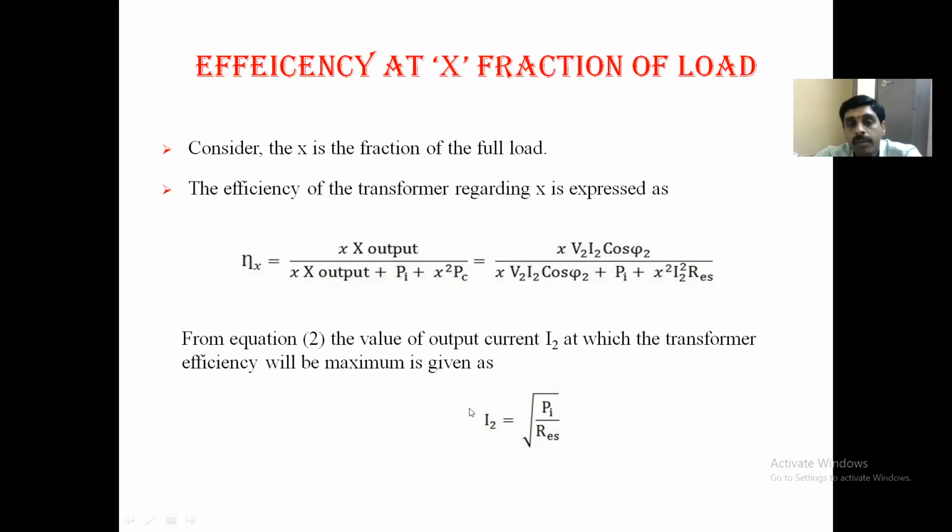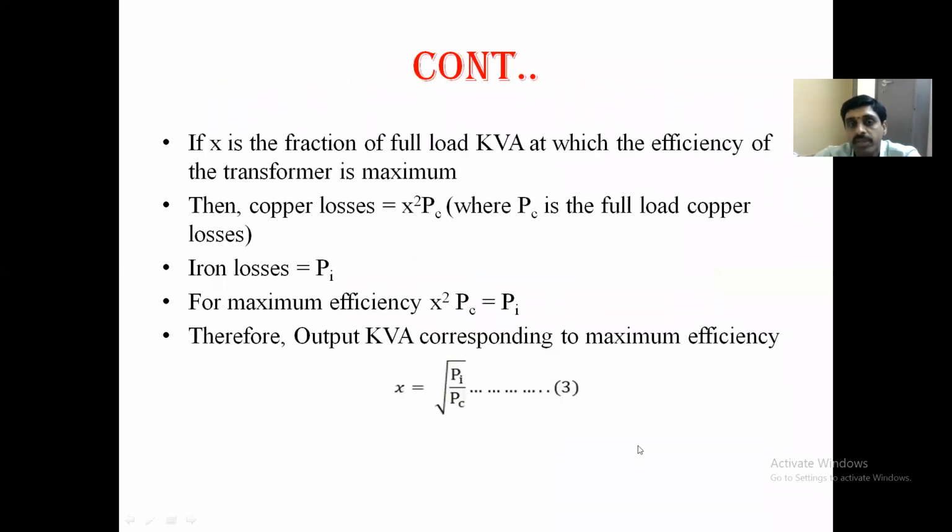Therefore, for maximum efficiency, this is the condition: Pi equals Pc. So how did you get it? Let us see. For the condition for maximum efficiency, we can do a small derivation. Copper loss is nothing but X² into Pc, where Pc is the full load copper loss. If you know the full load copper loss, multiplying by X² gives you the copper loss at any load. Iron loss is constant, and for maximum efficiency, the copper loss is equal to iron loss. From that you can calculate the output kVA corresponding to maximum efficiency. What is that X we can calculate? The percentage of load is the square root of Pi by Pc.